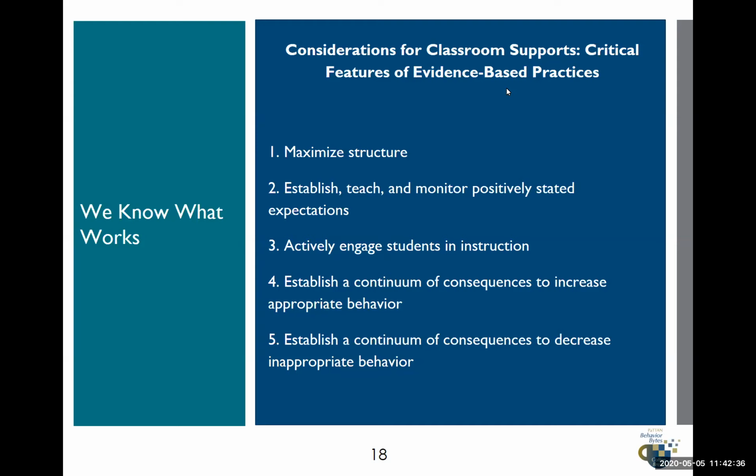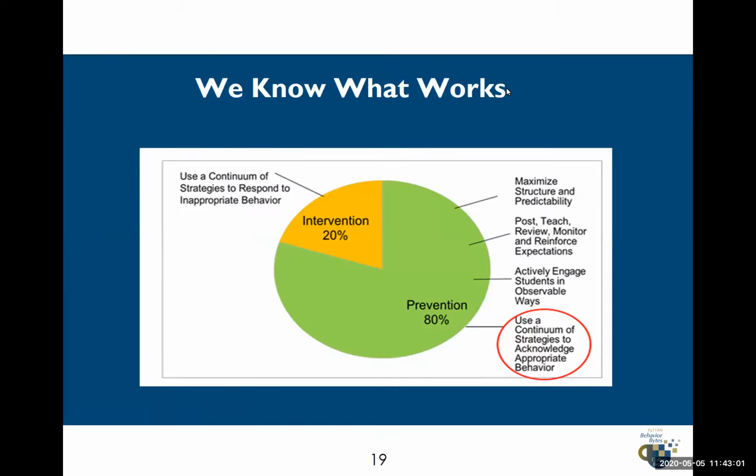to decrease inappropriate behavior. One of the things I want you to note with these practices is that practices 1 through 4 are all focused on prevention. Only practice 5 is focused on responding to student behavior. And that's because what we want our energy to be spent on is that prevention aspect, and only a minimum of time spent on responding to student behavior. Another way to think about this is the 80-20 rule.